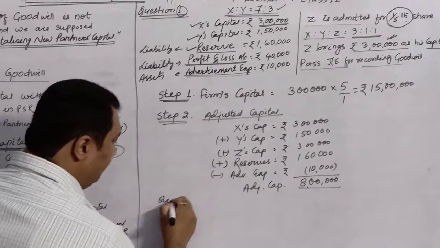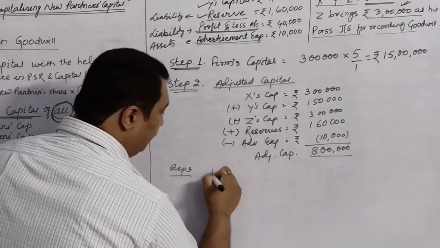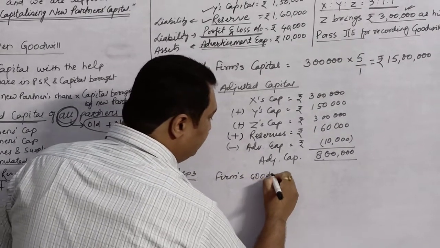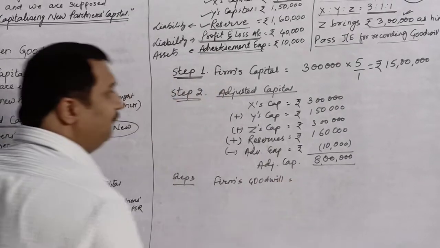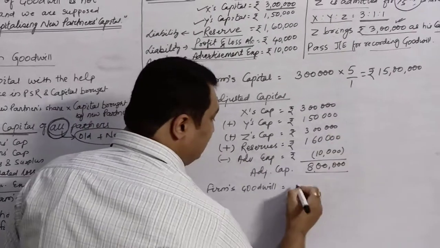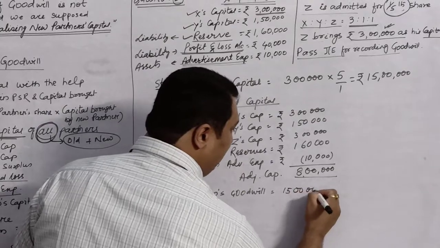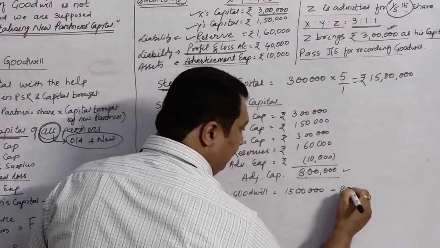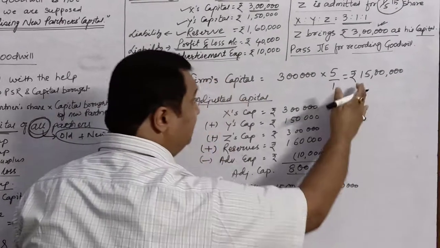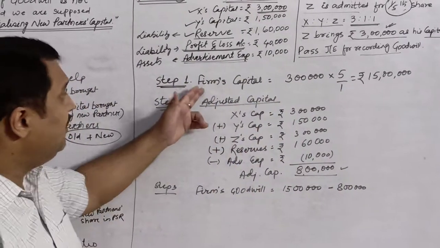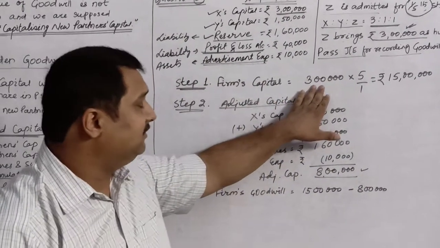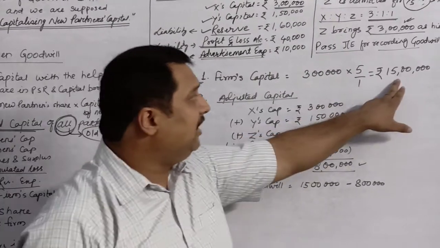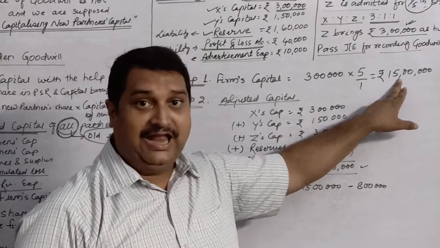Now step 3, that is the firm's goodwill. How will you calculate the firm's goodwill? In order to calculate the firm's goodwill, you will take the total capital of the firm minus the adjusted capital. You mean to say over here that when the new partner came, he brought 3 lakhs for a 1/5 share. That means according to his share, the total capital of the firm should be rupees 15 lakhs.